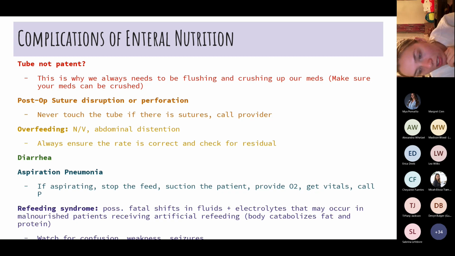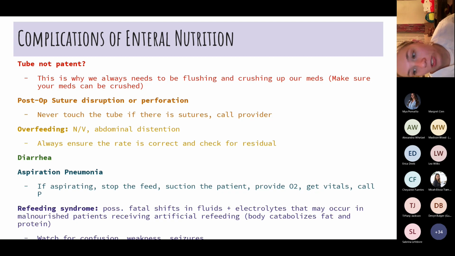If your patient just had a new tube put in and their sutures are involved, do not touch it. That is now a GI issue. They will come in, they will take care of it. Overfeeding is something we need to be aware of, and really the best way to figure that out is assessing your patient and checking for residual.